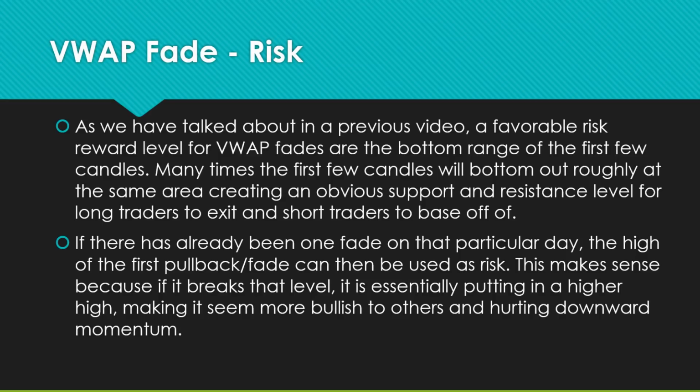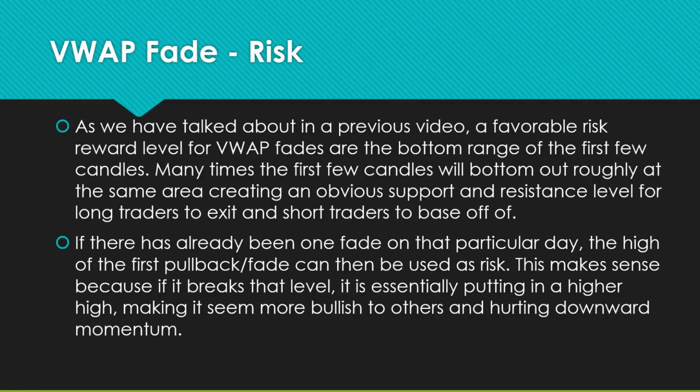But as we have talked about in a previous video, a favorable risk reward level for VWAP fades are the bottom range of the first few candles. Many times the first few candles will bottom out roughly at the same area, creating an obvious support and resistance level for long traders to exit and short traders to base off of. And so basically, whenever the level is extremely defined from those first few candles, all the other traders that are looking to trade that stock have noticed and acknowledged those levels, and that makes them even more valuable to you as a trader.